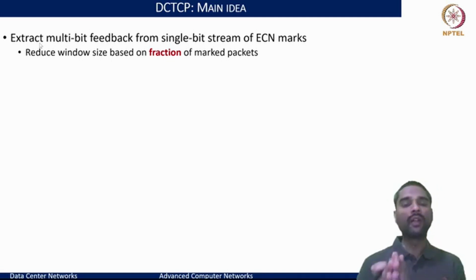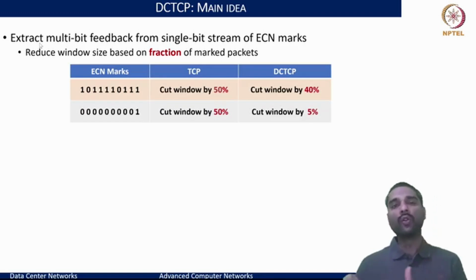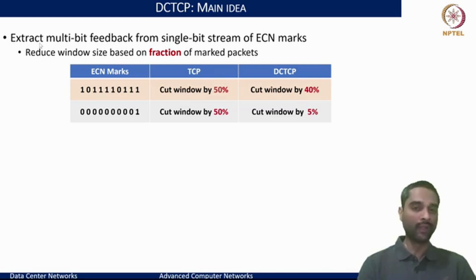Rather than completely reducing the congestion window by 2, I would reduce the window size based on the fraction of the packets that were marked in a given RTT. This way, you would be able to adapt how much you ramp down, rather than ramping down all the way to 50%. And this was exactly the core idea of DC-TCP.